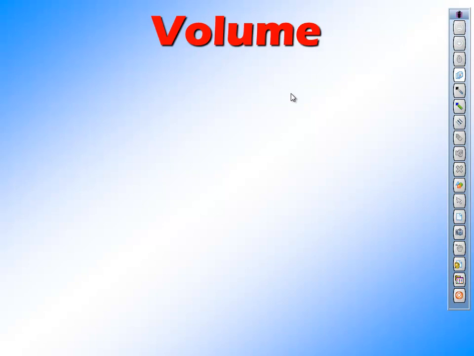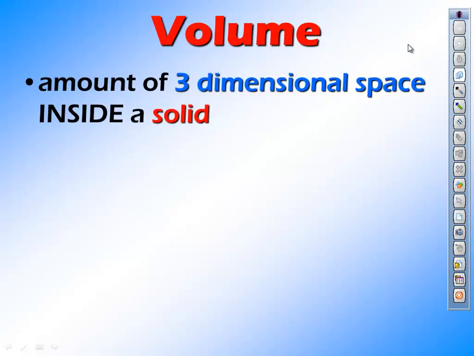Volume, however, is something completely different. Of course, we only get volume when we have a three-dimensional object. So here's the definition for volume. You should copy it down in your notes. It says volume is the amount of three-dimensional space inside a solid. In fact, I'll point out to you that we measure area in squares, but when we're talking about actual space, we start measuring it in cubes because they take up a volume, they take up space.